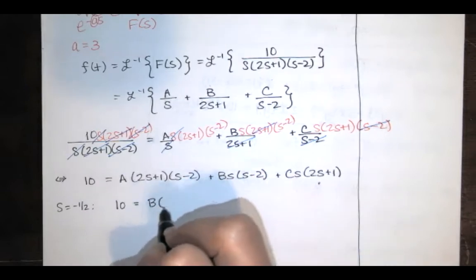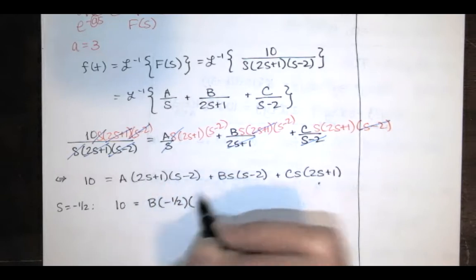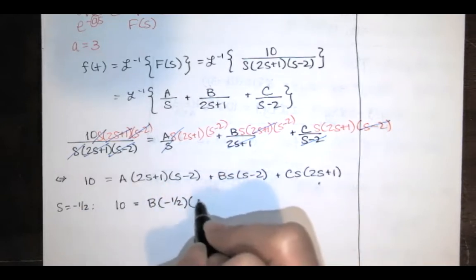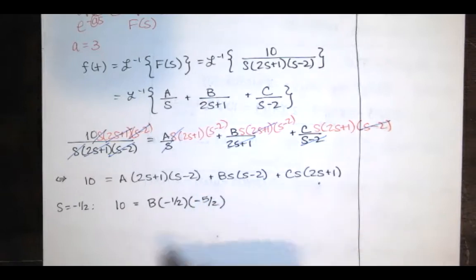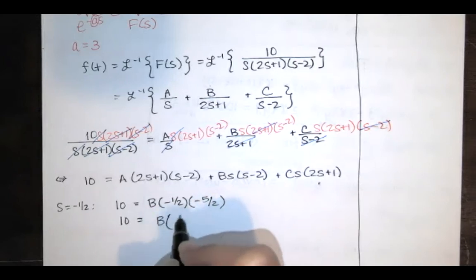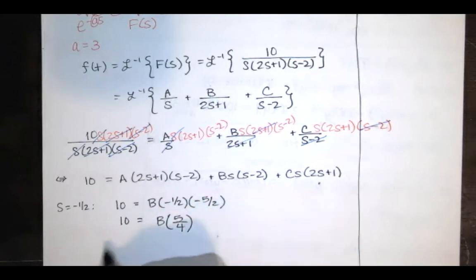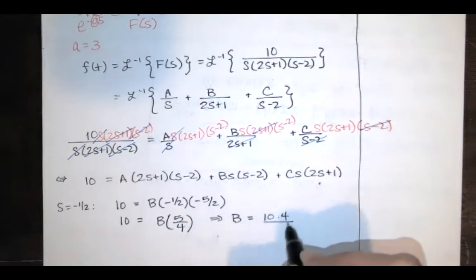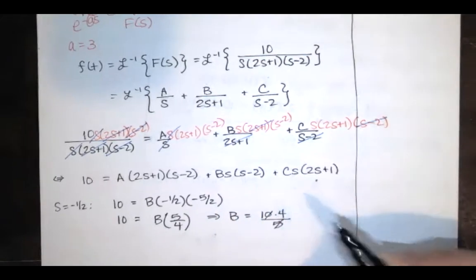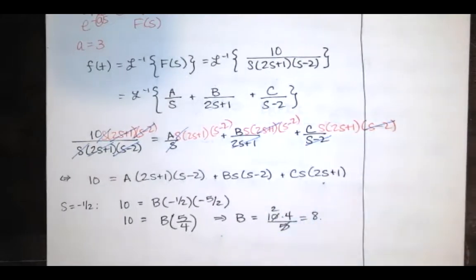So we'll have b times s, which is negative 1/2, and then we have negative 1/2 minus 2, or negative 5/2. And if you want, you can multiply those together. You get b times 5 over 4, and that means that b equals 10 times 4 over 5. And of course, 5 goes into 10 twice, so we have b equals 8. All right, so that's b.